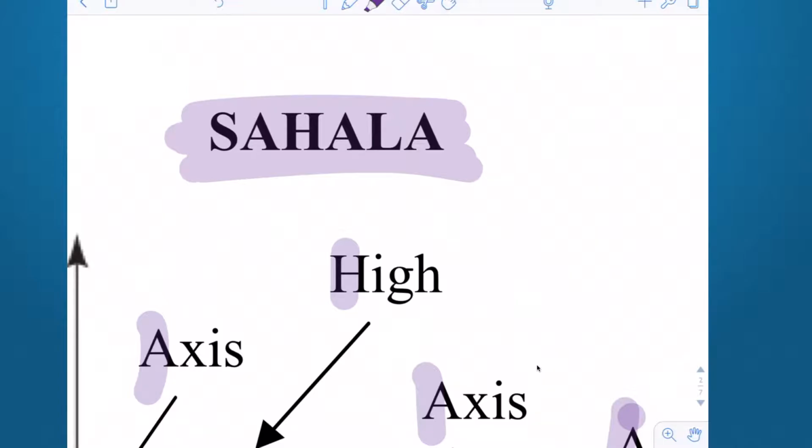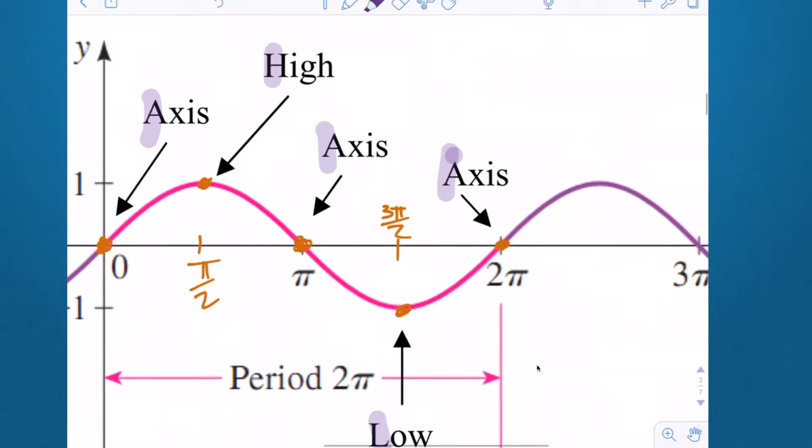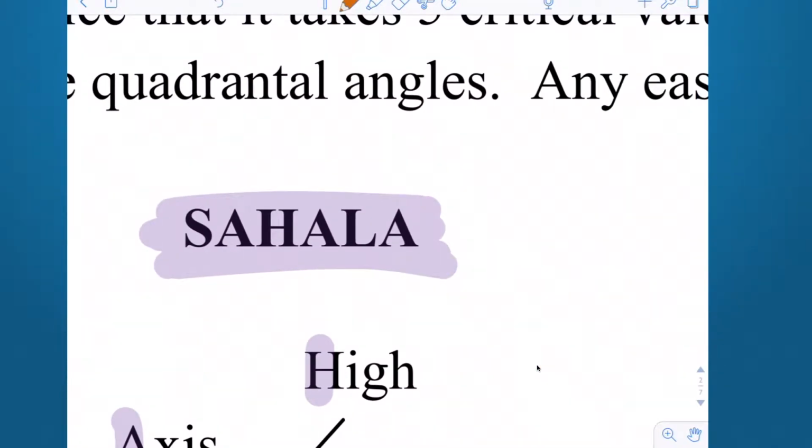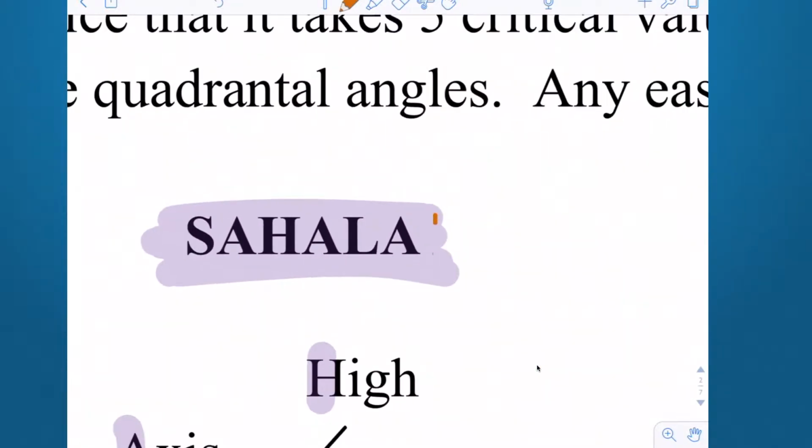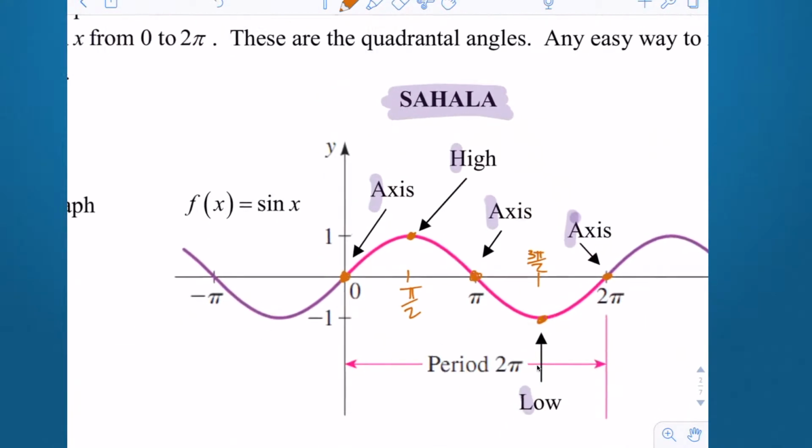Done. And then you can repeat the process indefinitely to get more cycles, right? So what would it be after that? Low, axis, high, axis, low. That would be Sahala Hal. That might be her middle name, Sahala Hal. I don't know. Okay. Sahala, that's all you need to know.